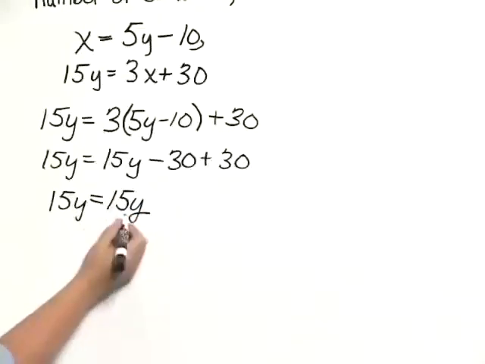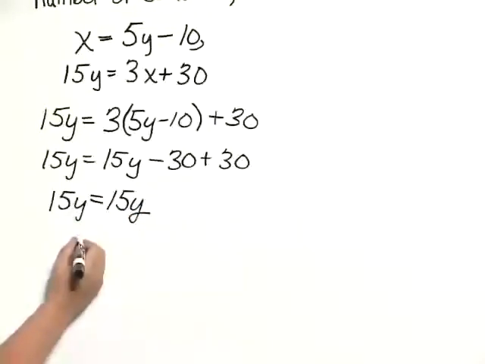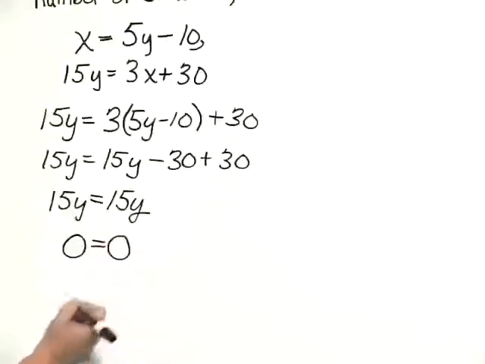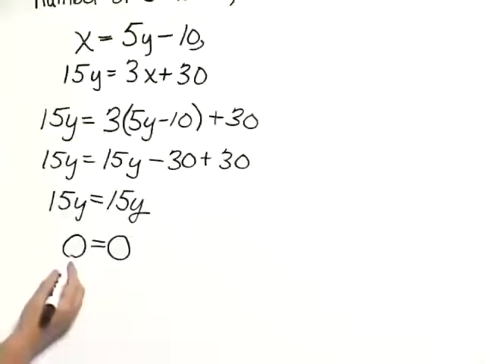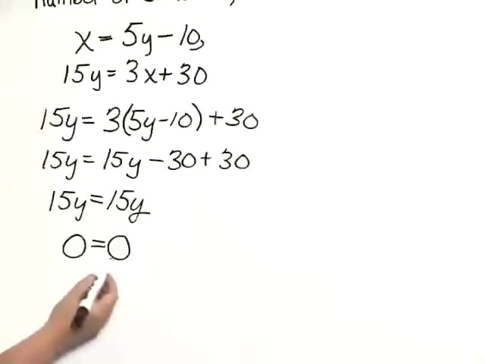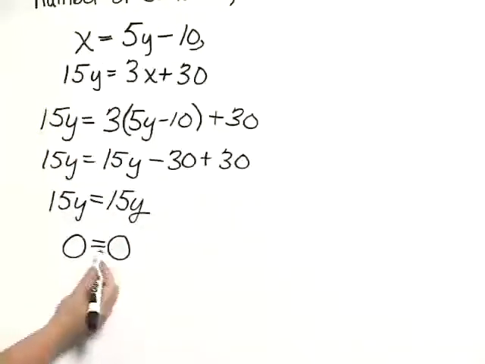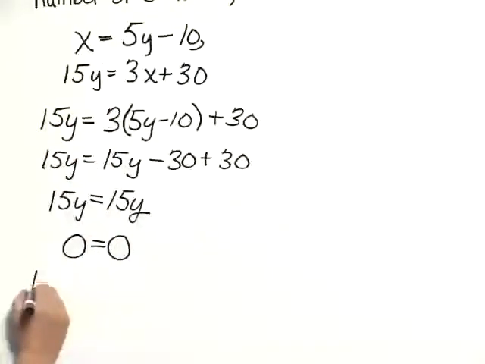And if I want to combine like terms, I subtract 15y from both sides, and I end up with 0 equals 0. Now this is an equation with no variables, but it's always true. 0 is always equal to 0. When you have an equation that is always true, this tells you that for this situation we have an infinite number of solutions. So we just write that as our answer.